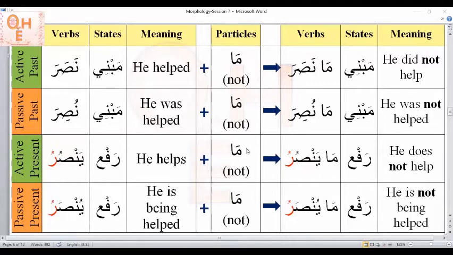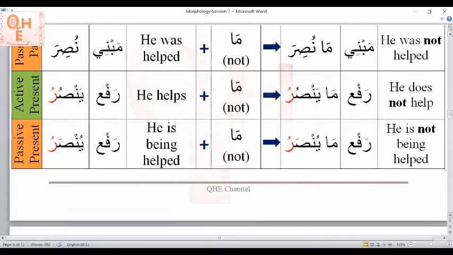I should also tell you that the particle ma also has a meaning of interrogative. It's an interrogative particle too. It can mean what. In that case, there is no change in the meaning, nor any change in the construction. Over here, we are learning that when ma comes with the meaning not, it does negate the original meaning. It makes a change. Now let's see some examples from the Quran, inshallah.